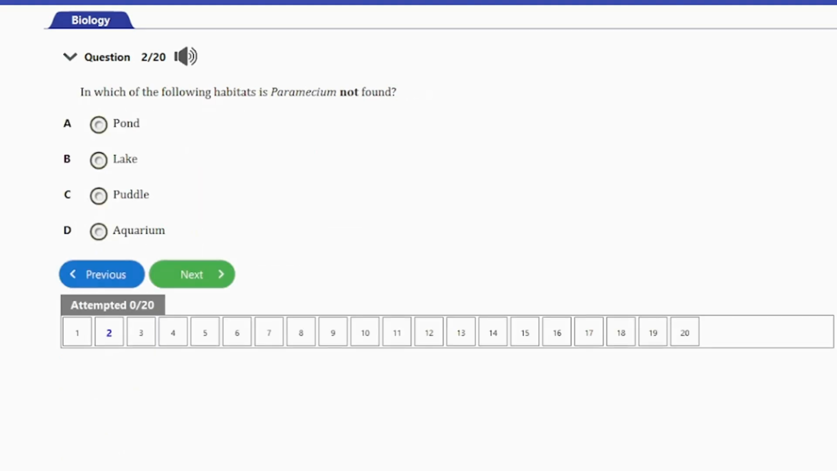Question number 2 says, in which of the following habitats is paramecium not found? A, pond, B, lake, C, puddle, D, aquarium. The answer to this question is option D. The paramecium cannot survive in the aquarium, and that's it for that question. Let's consider the next question.